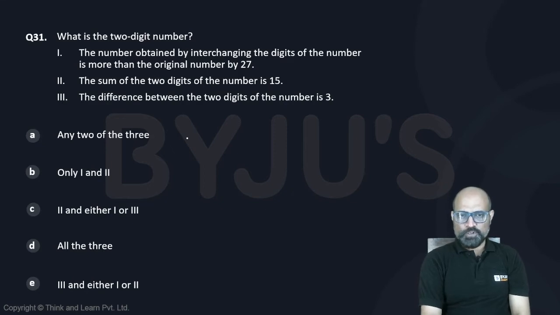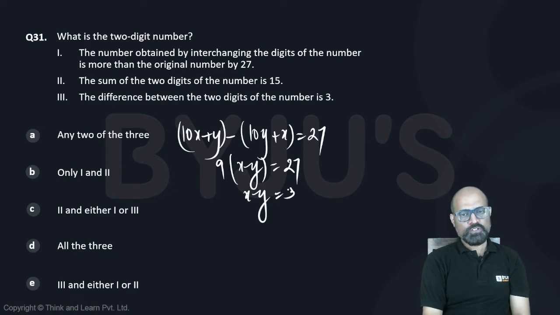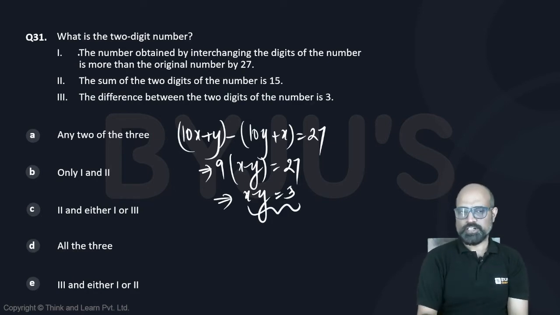Or if we really want to solve, we can say that 10x plus y minus 10y plus x will be 27. So 9 times x minus y is 27, or x minus y is 3. 2 variables, 1 equation, we are going to get tons of cases. Tons of cases means definitely more than 1 case. So 1 is not going to help us figure it out. So any 2 of the 3, all the 3, 3 and I, okay, let's check.